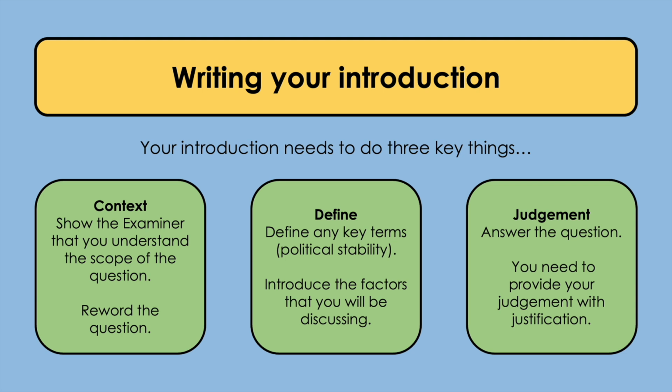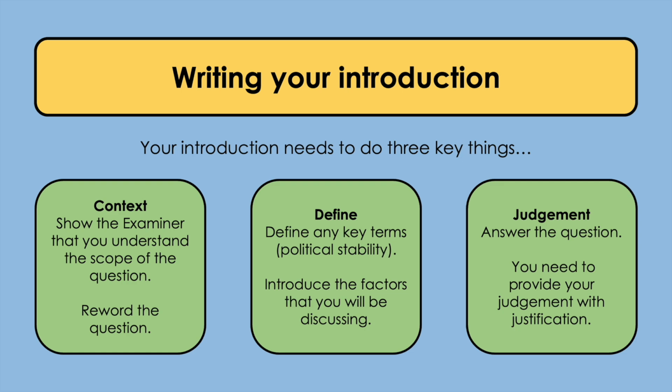Now, you can say at the end of your introduction, the evidence strongly suggests that the main reason for political stability in the FRG between 1949 and 1989 was the actions of democratic government. And I'd be like, okay, that's cool, that's great. You have provided a judgment, but you've not justified it. And that would be the little thing that would be missing. It is, like I keep saying, the difference between one mark band and another.